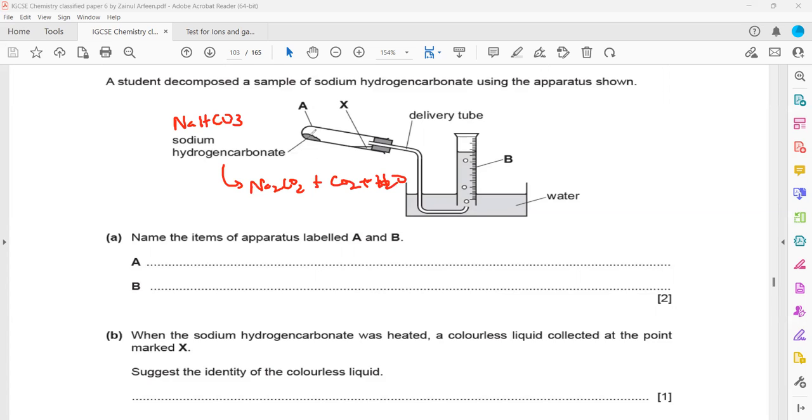In this example, the red dots are representing that sodium hydrogen carbonate turned into sodium carbonate. And the other two products are there. One is water vapor, another one is carbon dioxide. Water vapor loses energy, so it condenses, and we might collect it here. But carbon dioxide is a gas at room temperature, so we'll collect the carbon dioxide gas in the measuring cylinder. So this sodium hydrogen carbonate will turn into sodium carbonate.